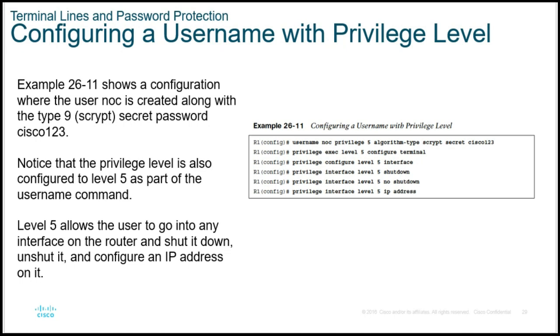And we create a password of type 9, the highest hashing password. Okay, and then we give the user privilege level 5. So level 5 allows the user to go into any interface on the router and shut it down or unshut, and configure an IP address. As listed here.